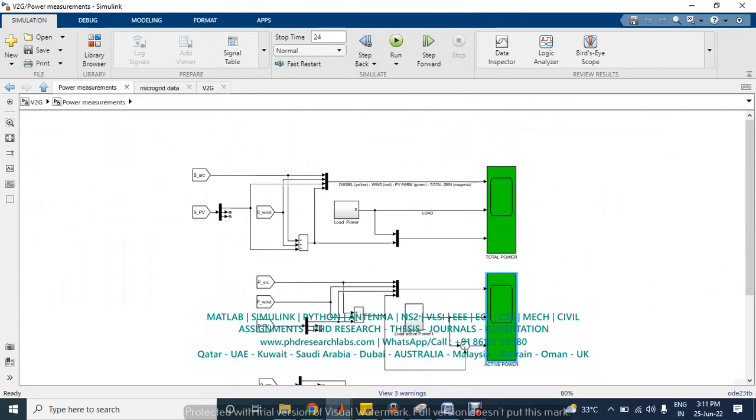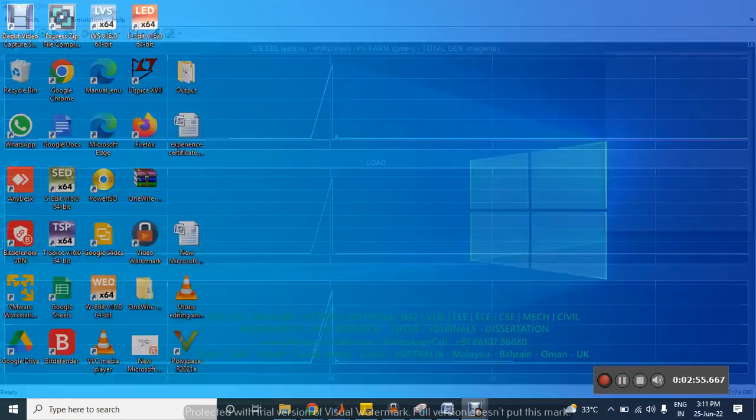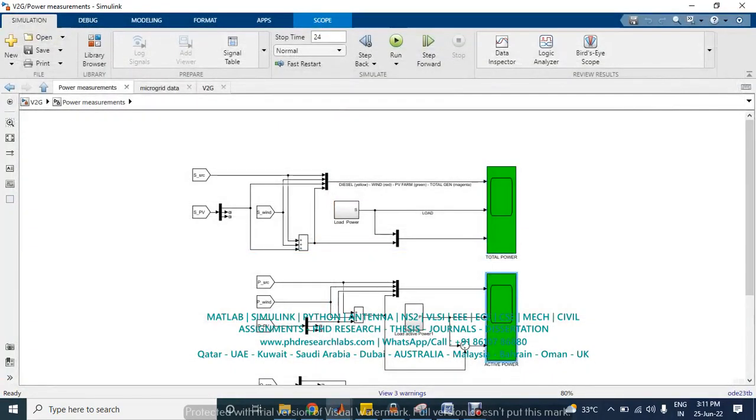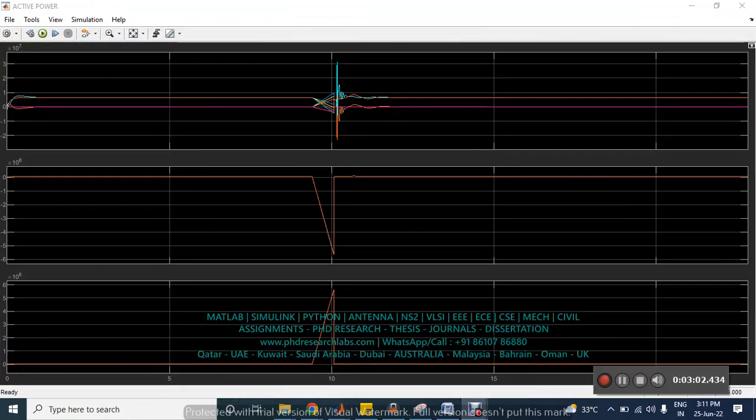Here we can check the power measurement of the system. So this shows the total power of the system, and this shows only the active power of the system.